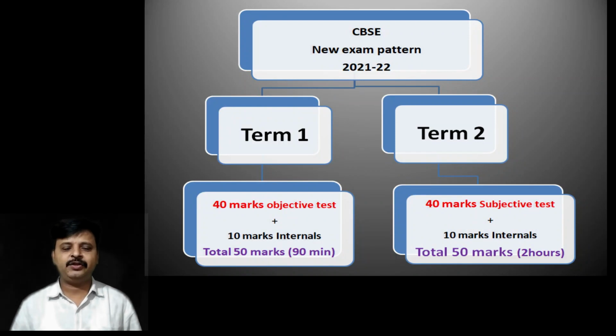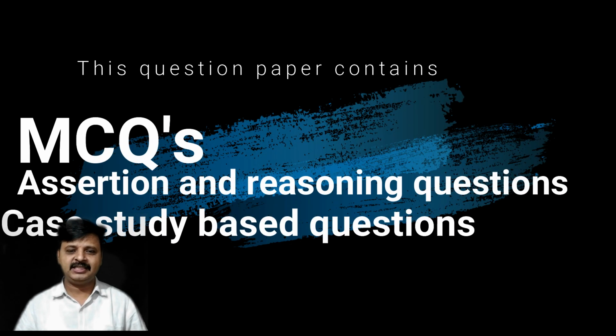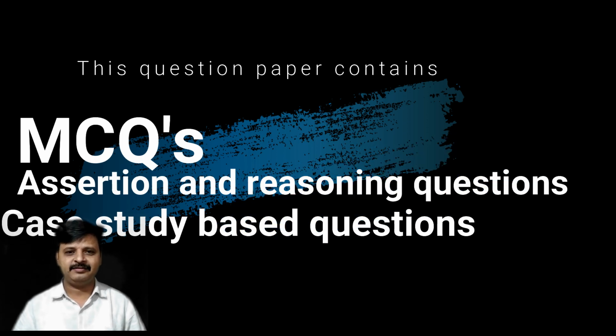Hello friends, in this video we are going to discuss the CBSE new pattern Term 1 math objective type test paper from the first three chapters. This 40 marks question paper contains multiple choice questions, assertion and reasoning questions and case study based questions. Please watch the video.